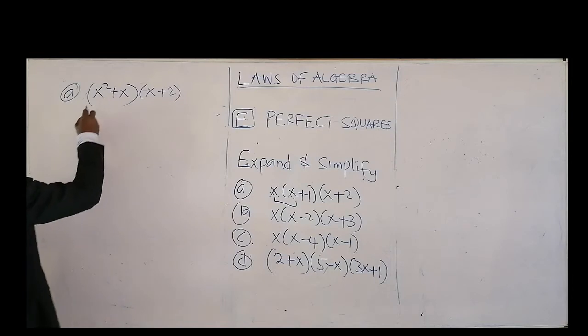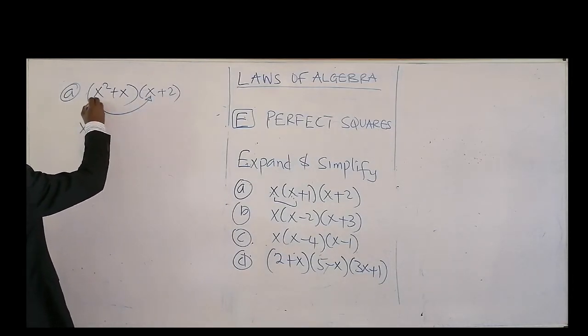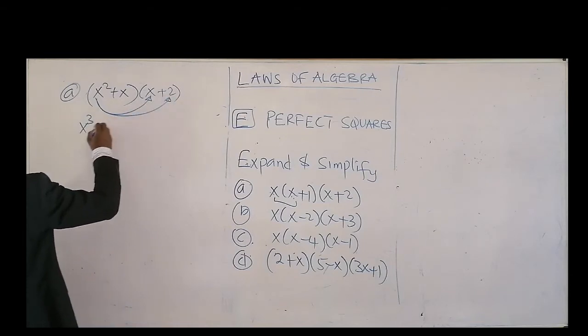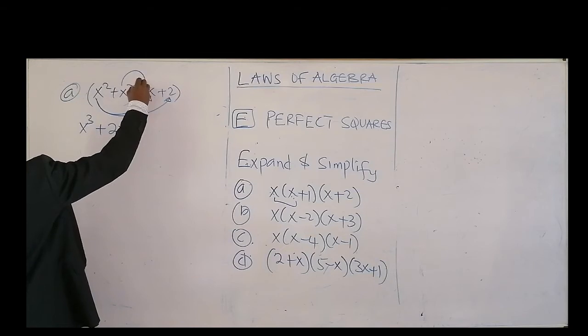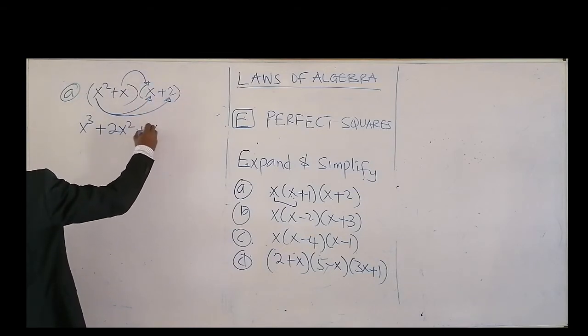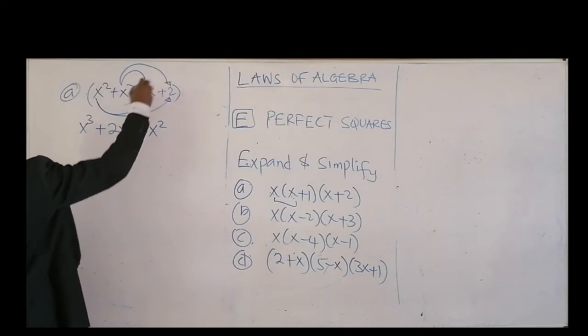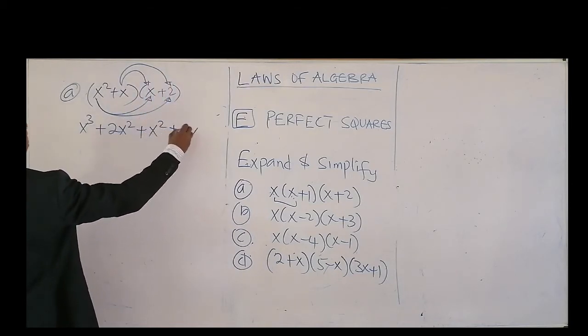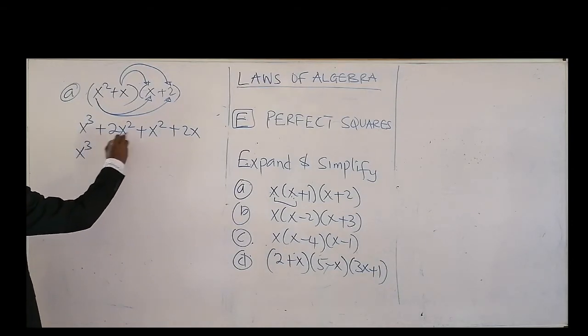So we now have this one times this one, that will be x cubed. This one times this one, that's a plus 2x squared. Then this one times this one, that's a plus x squared. And finally, this one times this one, that's a plus 2x. So the final answer will be this one and this one.